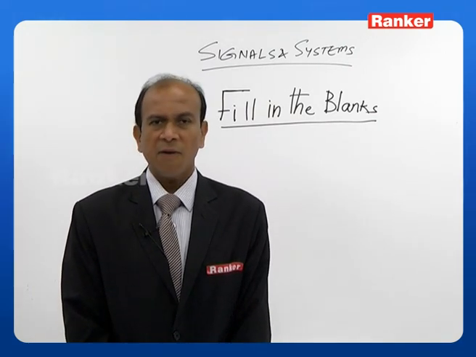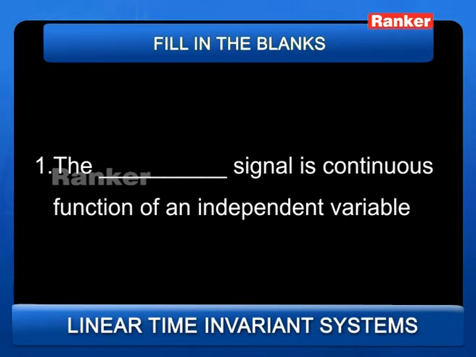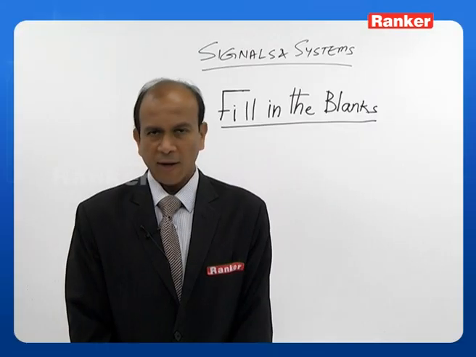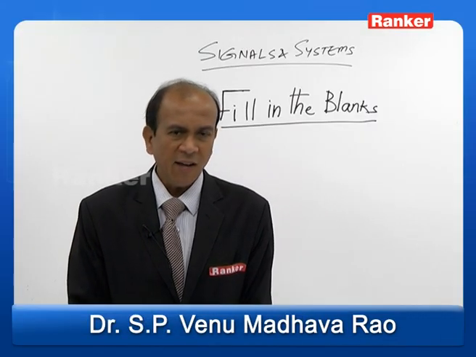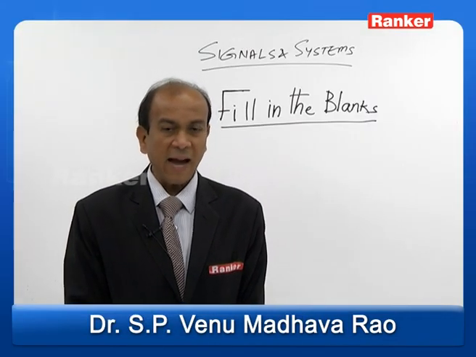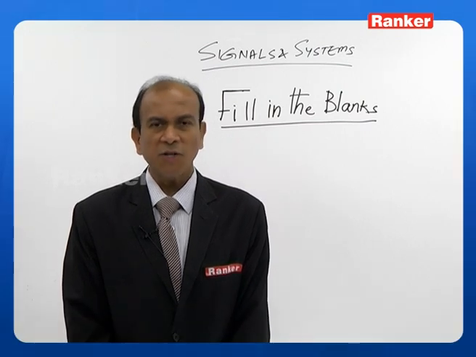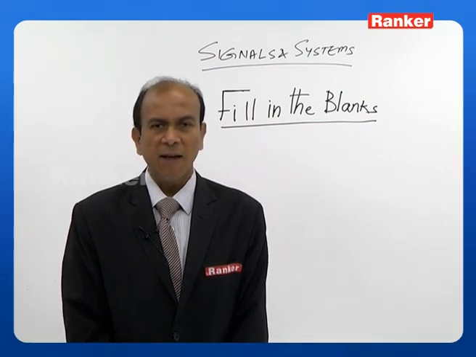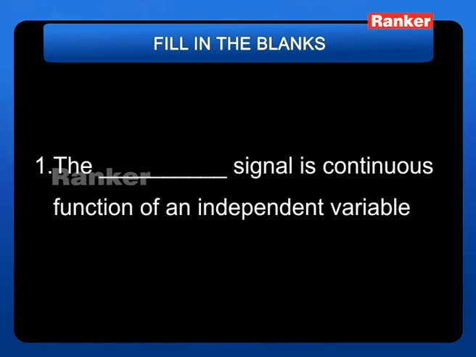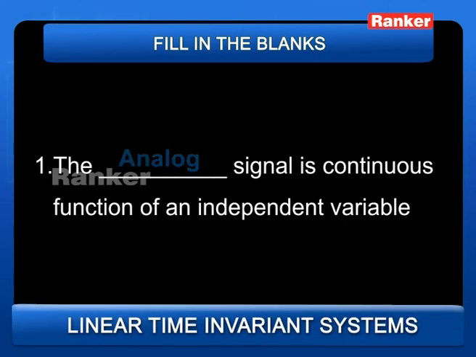The first fill in the blank. The dash signal is a continuous function of an independent variable. If you had heard the important points correctly, what is the signal called? The answer is of course analog. So, an analog signal is a continuous function of an independent variable.